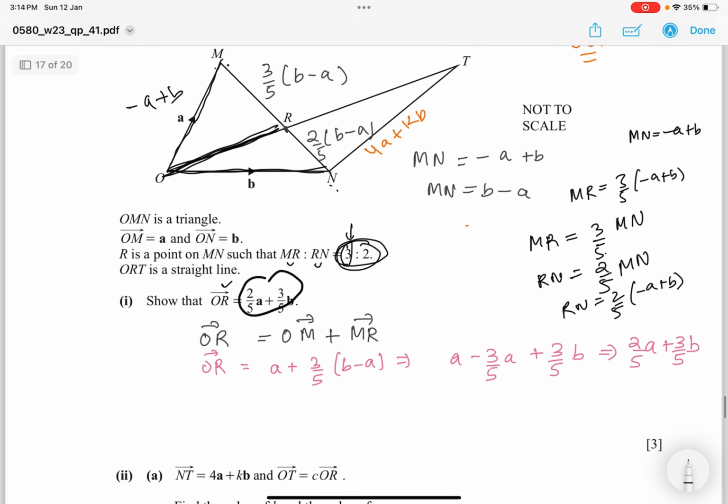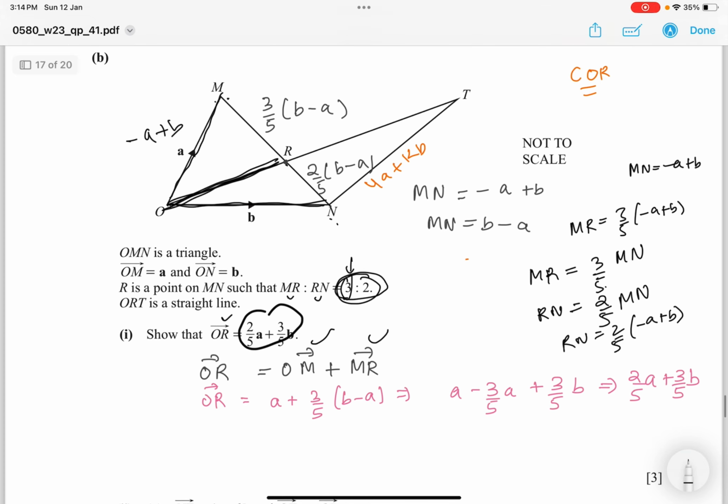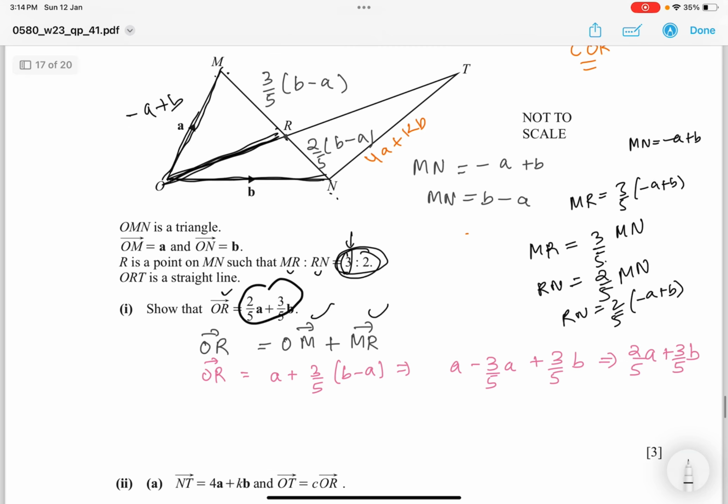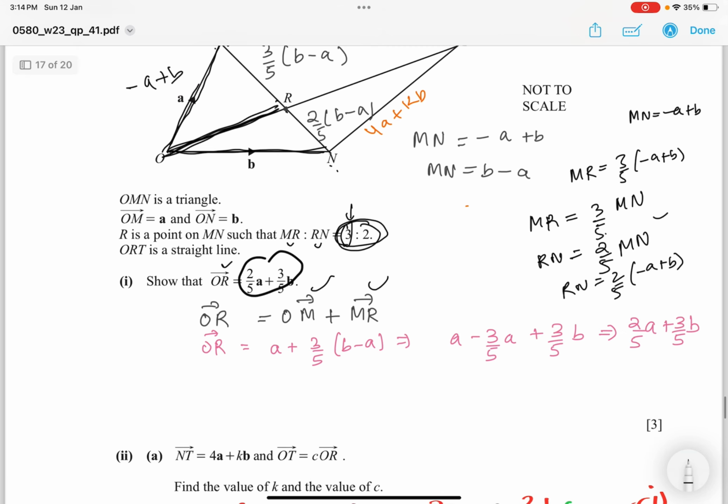Now OR is OM plus MR. We know what our MR is. So it would be A plus 3/5 of B minus A. We can call it B minus A. Yes or no? So it will result in this answer, and hence proved.